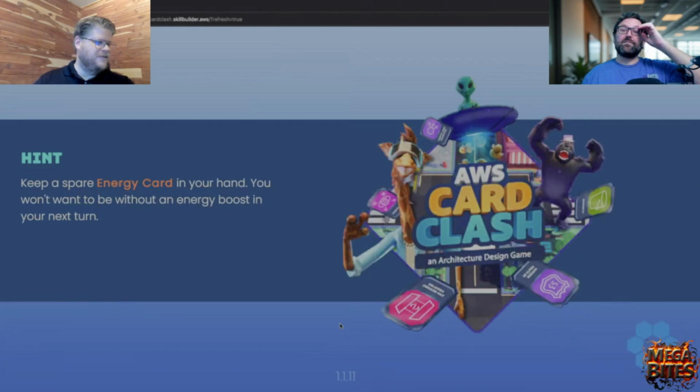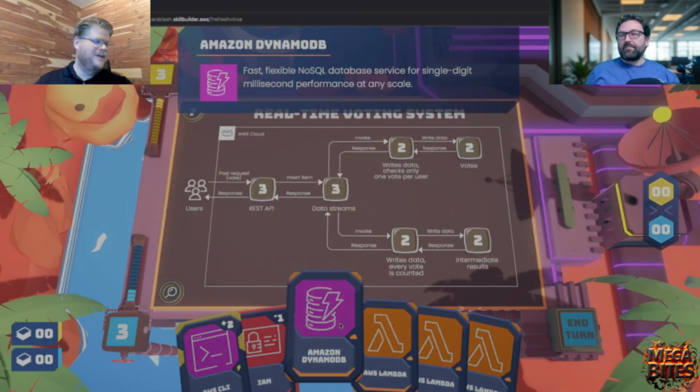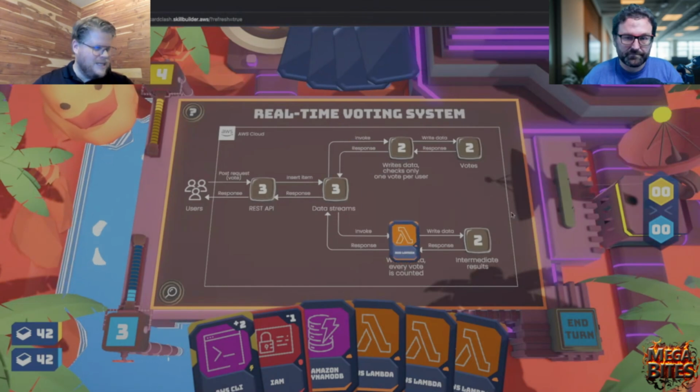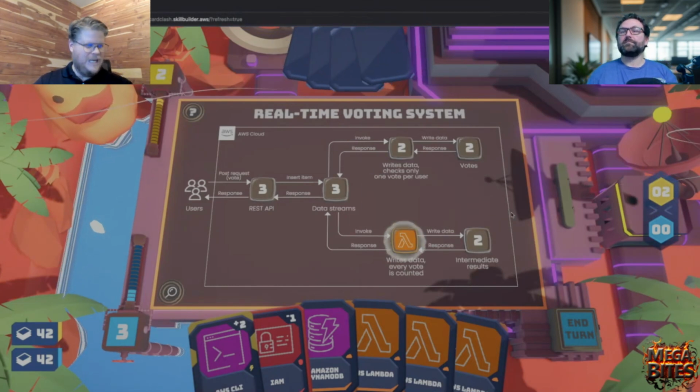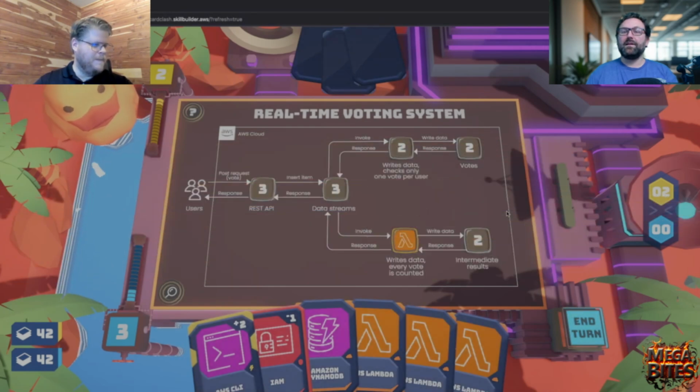It's interesting too, just looking at the board. There's no availability zones, no VPCs, no route tables. It's all just serverless. It's API driven in this case.